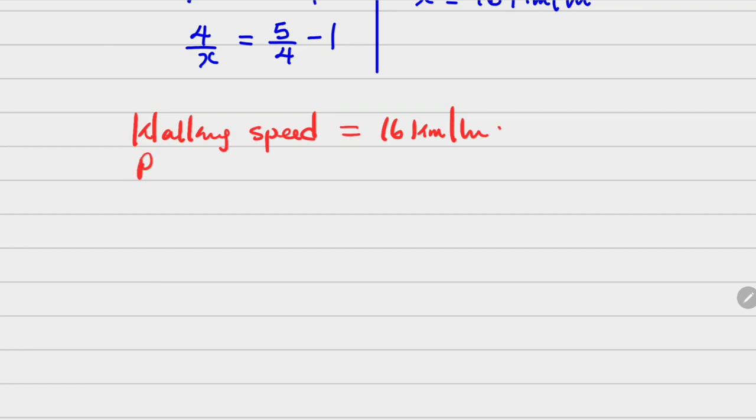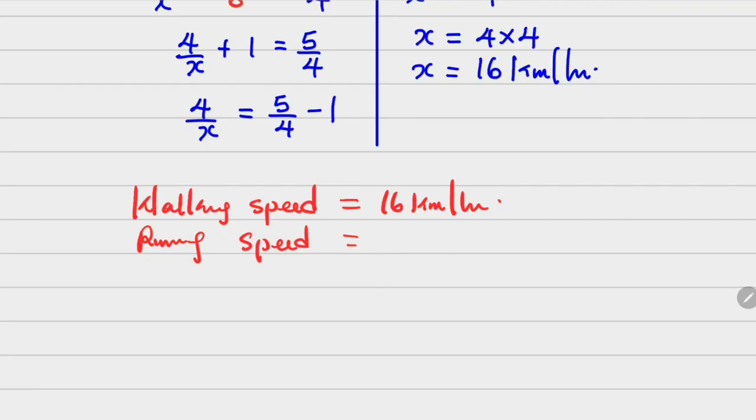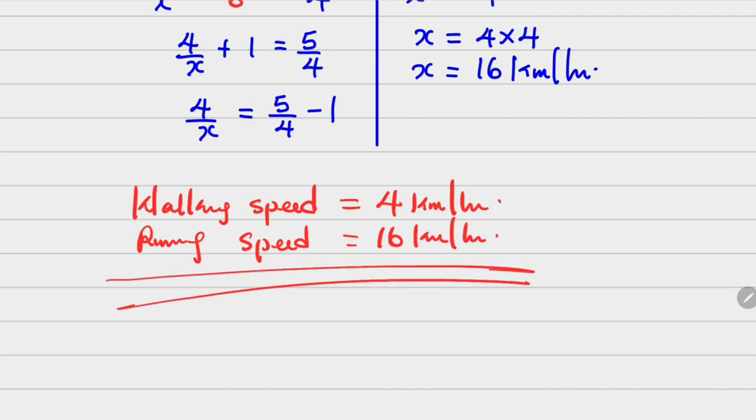Then for the running speed will now be, okay, sorry, I think I interchanged. I think this should be walking speed to be 4 kilometers per hour. Then the running speed will be 16 kilometers per hour. So we're done with this question.